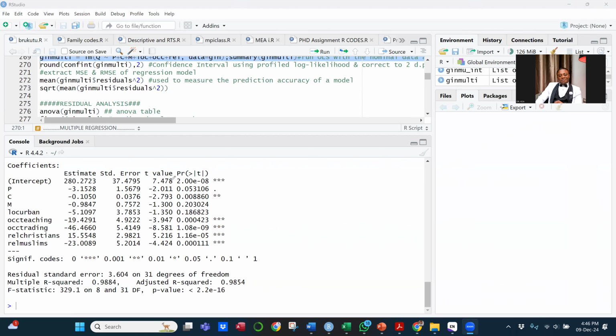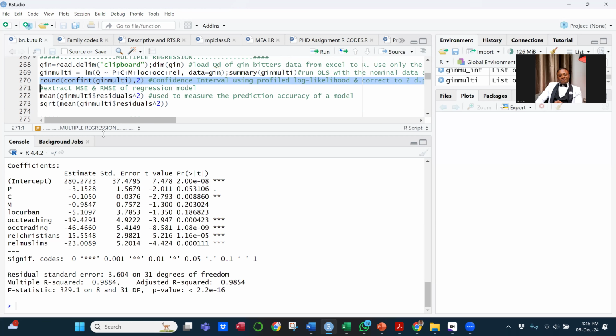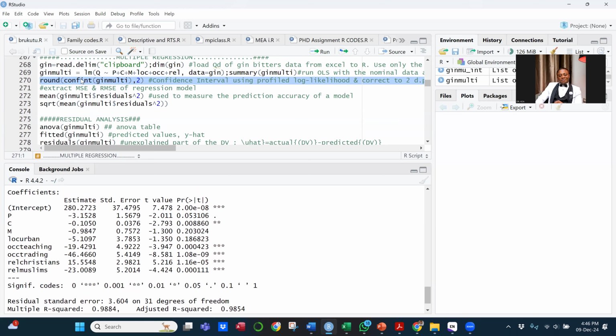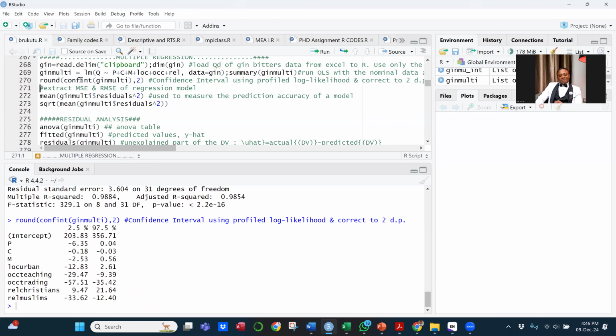What it does not give you here is the confidence interval. So if you want the confidence interval separately, you run this command known as round confidence interval gene multi. In other words, you generate a confidence interval using something called profiled likelihood estimation. And the 2 here simply means that I'm rounding it to 2 decimal places. That's all it means. So I'm going to do the confidence interval for this very result. And when you run that, look down here. It gives you the upper and lower.